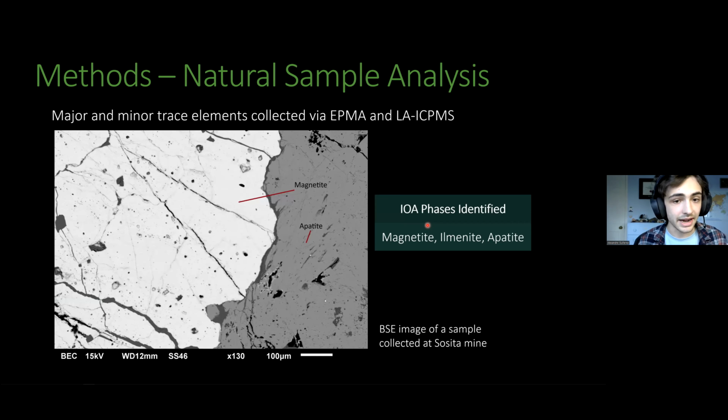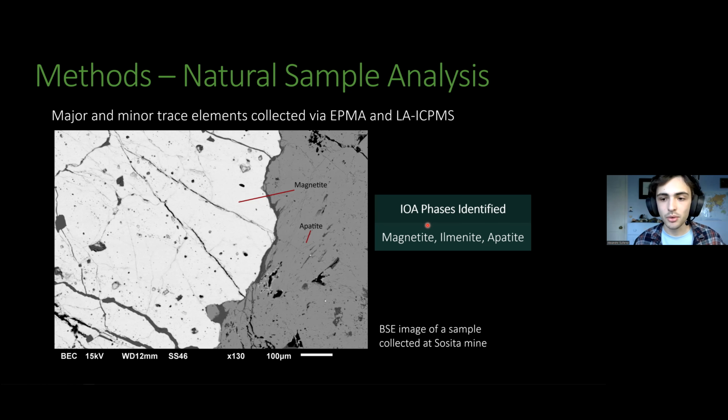So first, the natural samples. Our natural samples from the U of T collection included magnetites of a variety of different formation conditions that we were able to find within the collection. We did this to establish a comprehensive data set that we could compare our own IOA trace data results to.